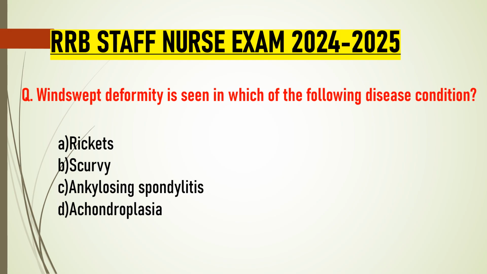Next question: Winging of deformity is seen in which of the following disease conditions? Options are: option A, rickets; option B, scurvy; option C, ankylosing spondylitis; option D, achondroplasia. So the answer is option A, rickets.